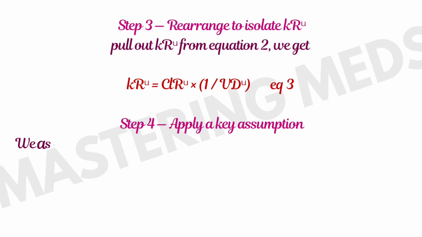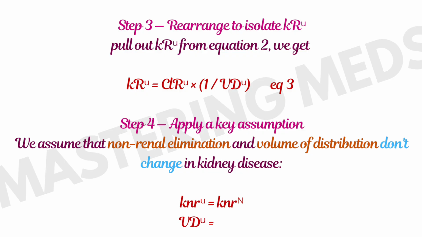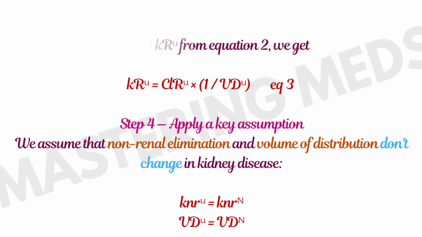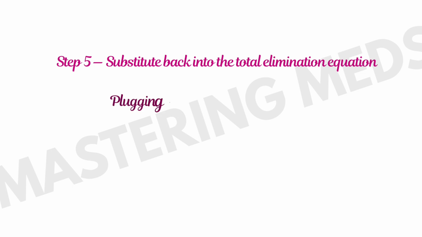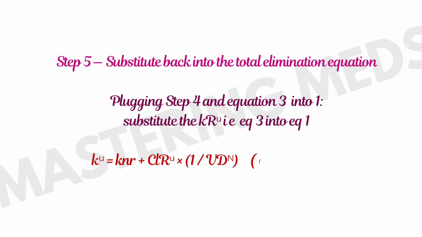Step 4. Apply a key assumption. We assume that non-renal elimination and volume of distribution don't change in kidney disease. KNRU equals KNRN. VDU equals VDN. Step 5. Substitute back into the total elimination equation. Plugging step 4 and equation 3 into 1, substitute the KRU, i.e. EQ3, into EQ1, Ku equals KNR plus CLRU times 1 over VDN.